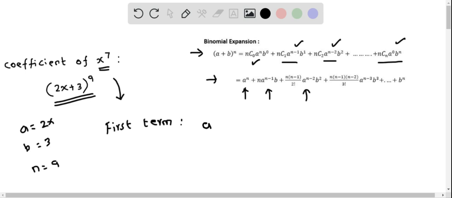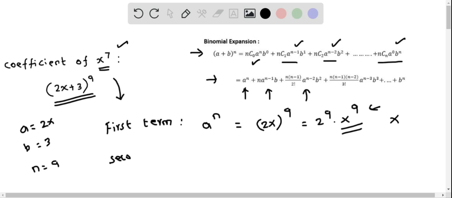So the first term is given by a^n. This equals 2x raised to the power of 9. When we apply the power property, we get 2^9 times x^9. Clearly this is not the term because we want only x power 7, but here we have x power 9. So we can ignore the first term, which means we can now go for the second term.